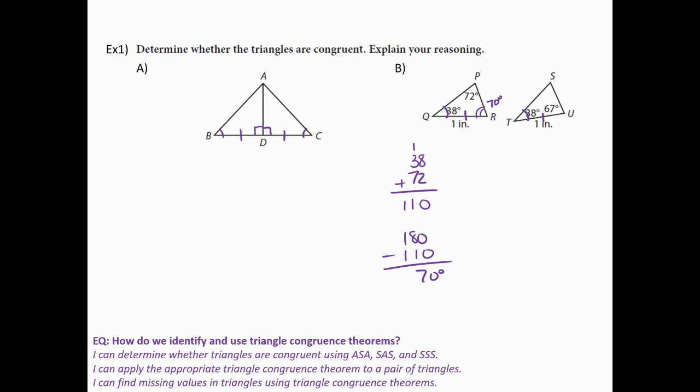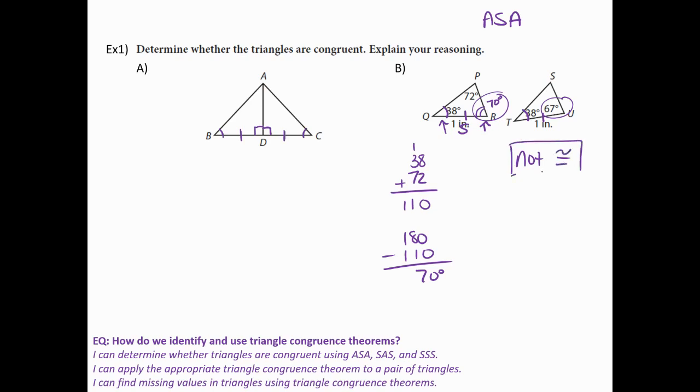And so right now I have 38, 72, and 70. Based on that information, if I look over here, I had 38, which matched up. In order to use our current theorem, which is angle, side, angle, we would need angle, here's our side, and here's the angle. We would need this angle to match this one, and we can see clearly they do not match. 67 and 70 are not the same, so these are not congruent.